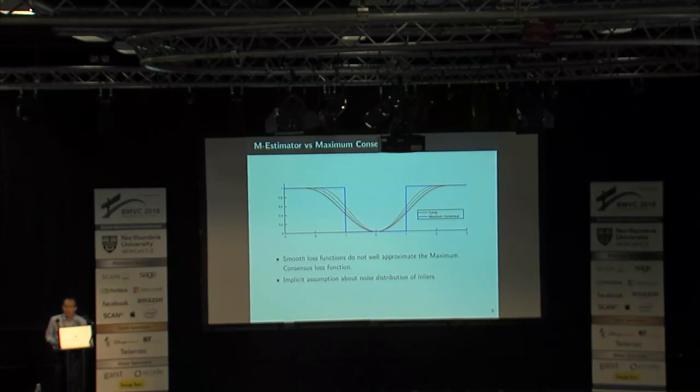To illustrate that, here we plot the loss function for the maximum consensus in blue, and the red functions are the functions with the smooth loss function. As can be seen in this plot, with one blue function, we can have multiple red functions to approximate that, and the choice of the correct loss function to approximate the blue function is ambiguous. Moreover, by using the M estimator with smooth loss function, some implicit assumptions about the noise distribution of inliers must be assumed.